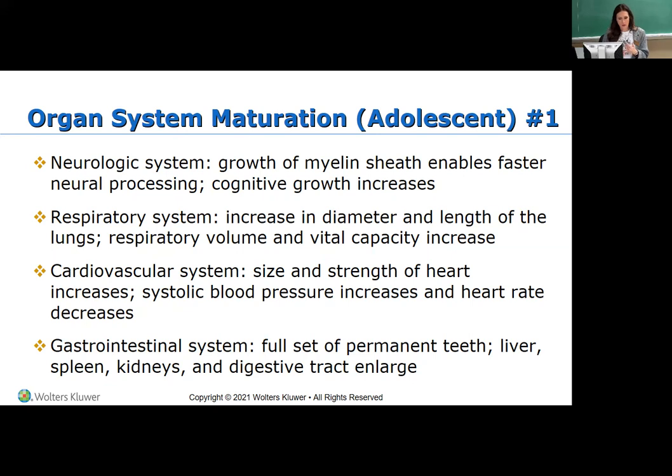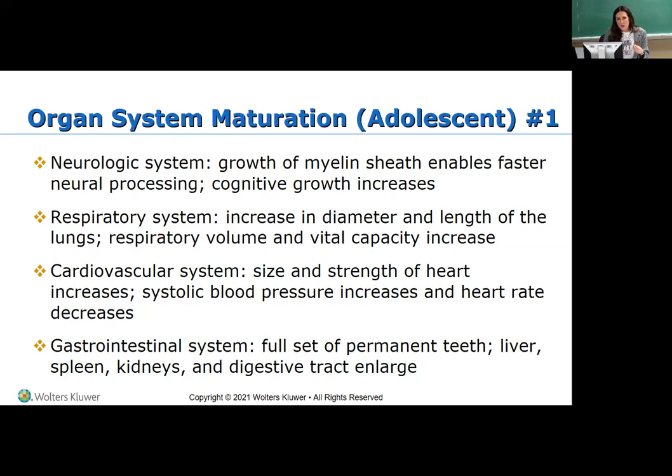The systolic blood pressure starts increasing to those normal adult levels that we learned in fundamentals, and then their heart rate will start to decrease, because remember, in those childhood stages, about 100 is okay all the time. We're going to start slowly seeing a decrease to where it's back to that 60 to 100 beats per minute range.